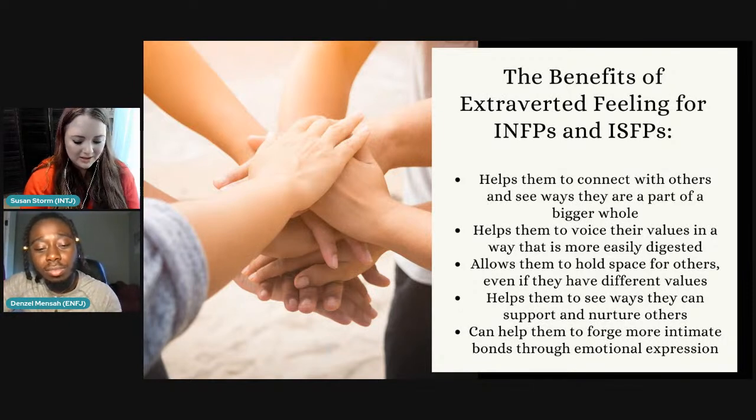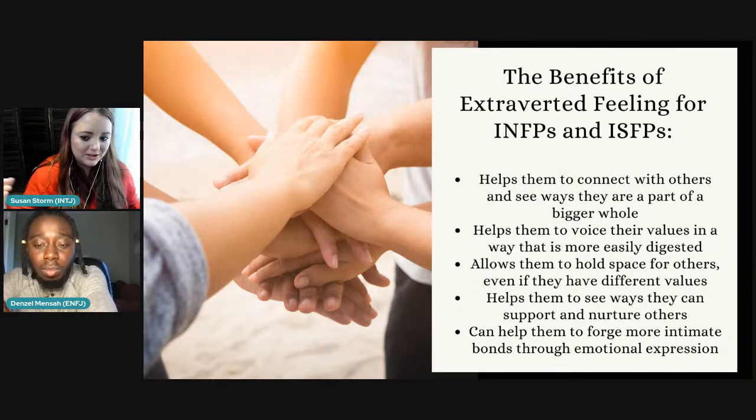But with introverted feeling, when they integrate extroverted feeling, they might say, I have an unpopular value that not everyone agrees with, but let me appeal to these other people in a way that will get them to see my point of view more readily than if I just say, this is what I think. And it can allow them to hold space for others, even if they have different values. So both types of feeling, when they make space for the other type of feeling, become more accepting of others.